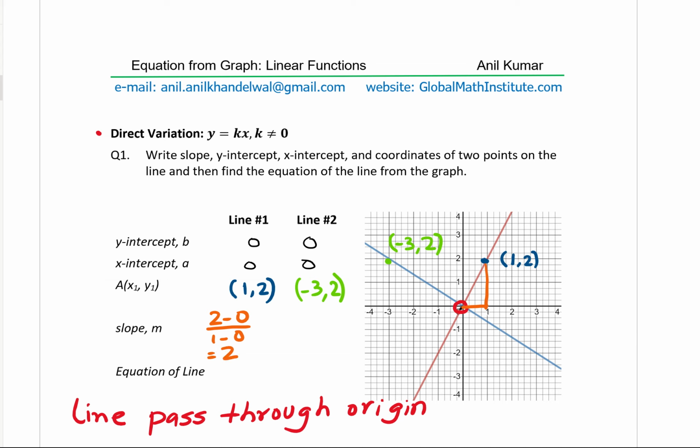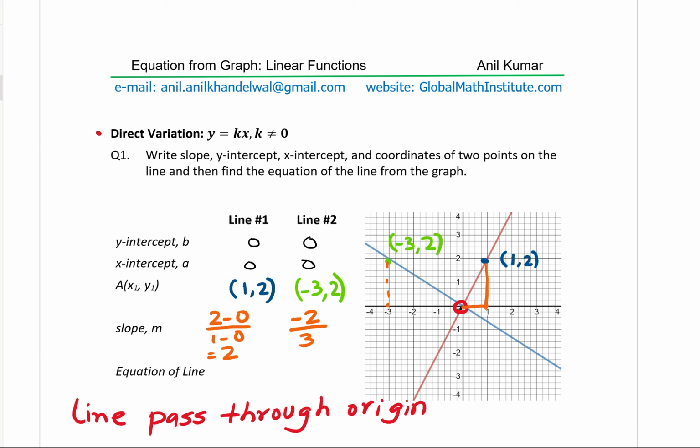In the second case, you can see that the rise is actually coming down by 2 units. So we can say that this is -2 and the run is 3 units, right? So if you go in this fashion, the run is 3 units. So it's a negative slope, -2 over 3.